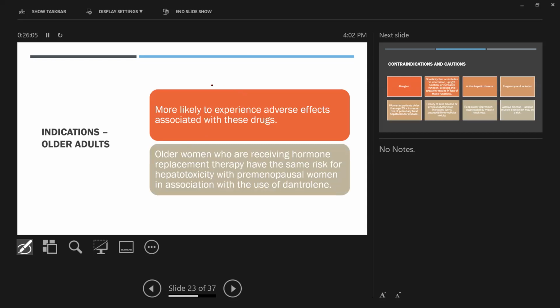Older adults, again, are more likely to experience the side effects. If you have older women who are undergoing hormone replacement therapy, they will have the same risk for hepatotoxicity as premenopausal women when it comes to the use of dantrolene. So no reason to put women on HRT at an increased risk.